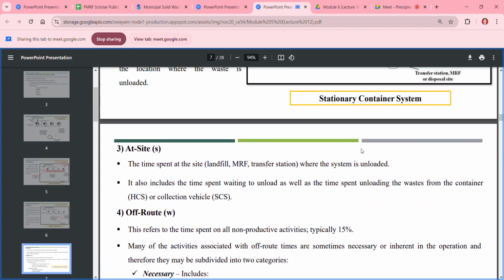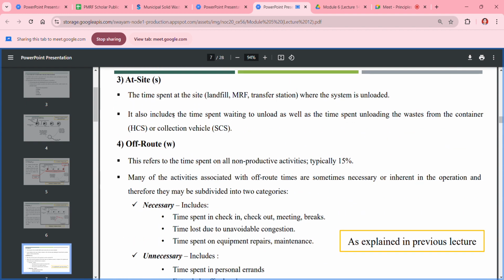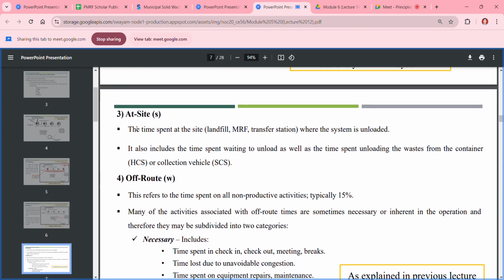No, no. We are not talking about the disposal time in the haul time. We will capture only the entry time here, from the collection site to the disposal site. Whatever time the truck spends at the disposal site is not going to be counted in the haul time. That is going to be counted in the at site time. That's right. Okay, understood.